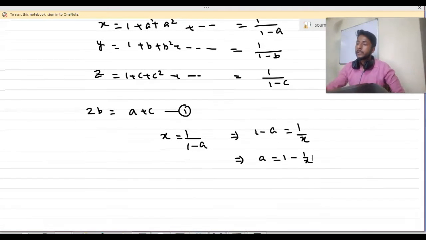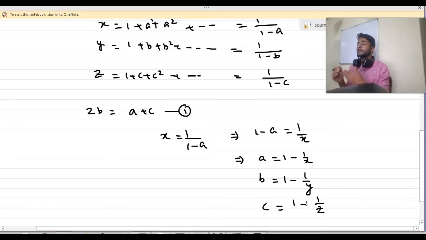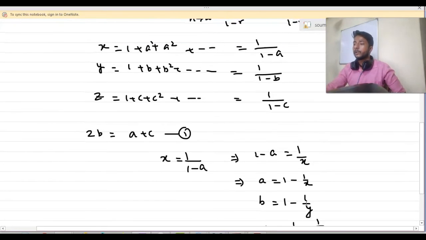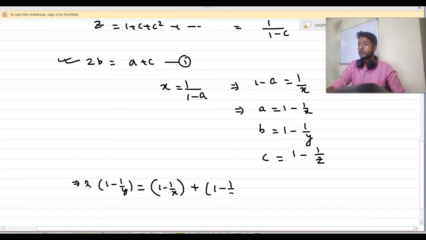Similarly, I can say that the value of b is 1 minus 1 by y, and c is 1 minus 1 by z. Now I am putting this value of a, b, c in equation 1. I am getting 2 into the value of b, 1 minus 1 by y, equals the value of a, 1 minus 1 by x, plus the value of c, 1 minus 1 by z.